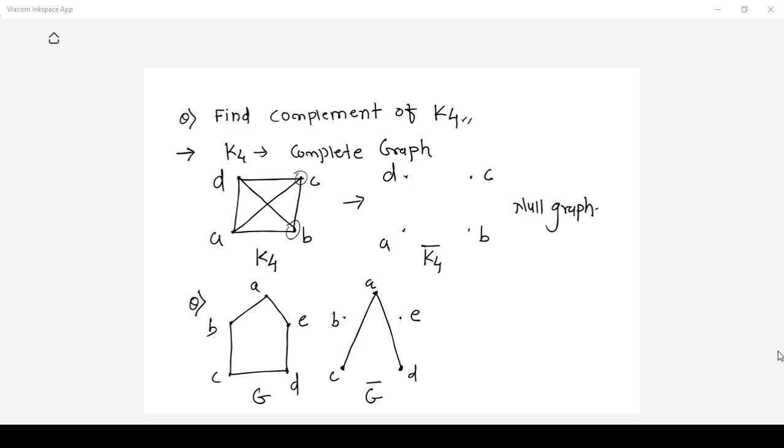Then the B to E edge is also not there, I will add it. The B to D edge is also not there, I'll add it. The C to E edge is also not there, I will add it.